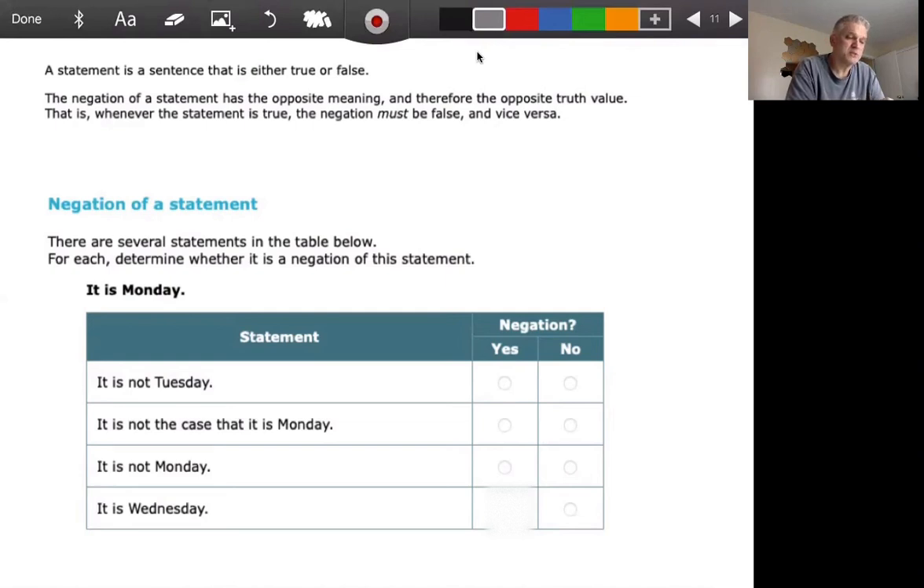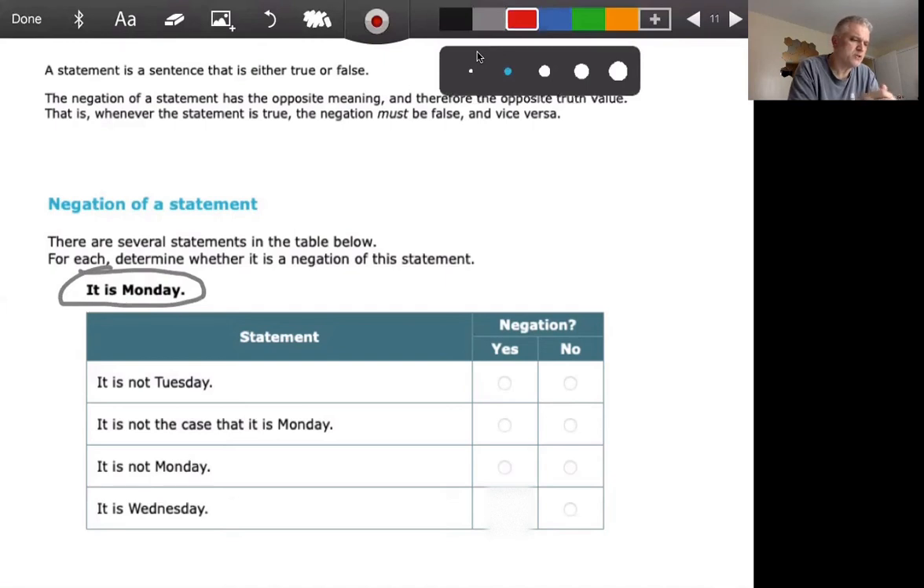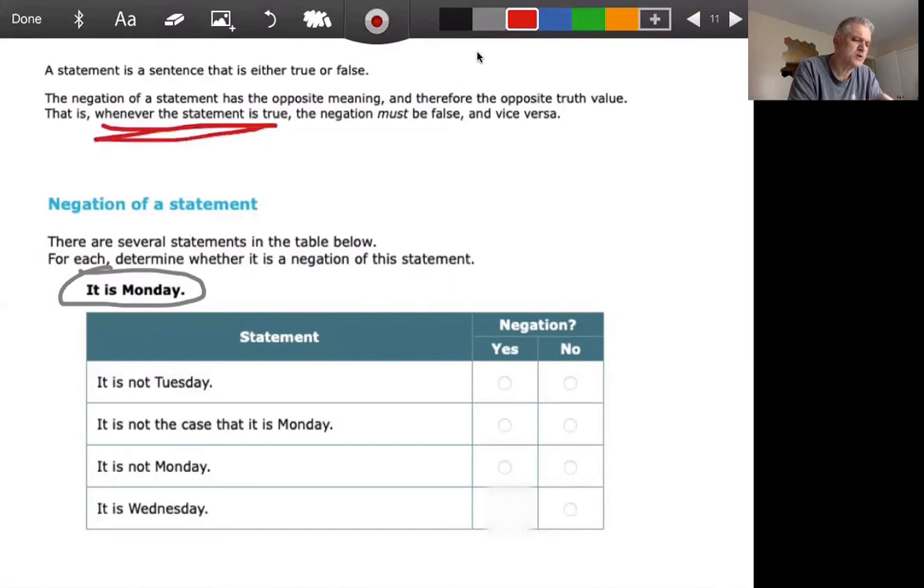There are several statements in the table below. For each, determine whether it is a negation. Okay, so is it a negation of this statement or not? That's your question. So remember, for it to be a negation, it has to have the opposite meaning, which means that it has the opposite truth value, so that if your negation is true, then your original statement is false. That's what the vice versa means.